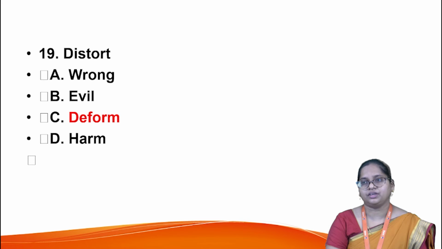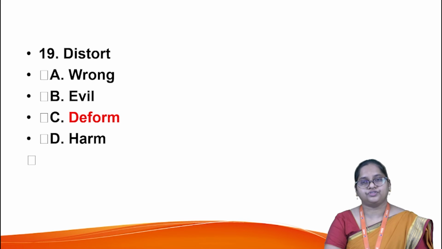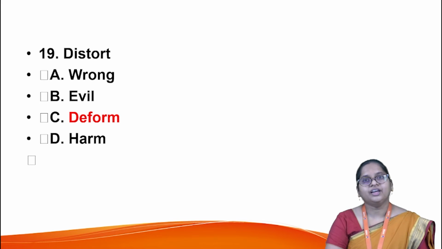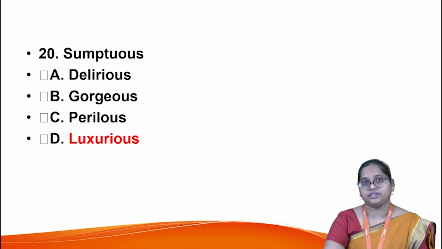Option D, harm. You harm something, you injure, make some injuries, and you create such havoc. Deformity is like out of shape, and you no longer see the actual shape and the image of it. So that is a sense of it. So deformity, deform, distort is spoiled.